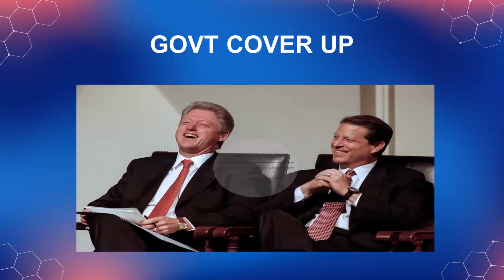The second theory is about a government cover-up. So some conspiracy theories claim that governments and organizations were aware of the severity of the Y2K problem, but intentionally downplayed it to avoid widespread panic. According to this theory, the true extent of the issue was deliberately hidden from the public, creating a false sense of security.